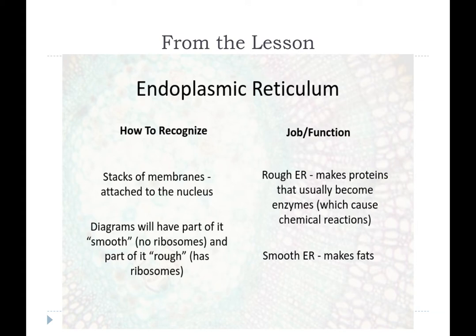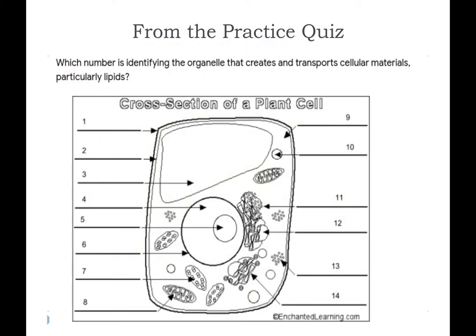If we look over on the right, in the job and function column, I told you that the rough ER makes proteins, so we can't pick the rough ER for this question, but the smooth ER makes fats, which aren't proteins. If you took the notes on this part of the lesson and wrote down on your notes sheet that the smooth ER makes fats, you would have that note available to you. So when you saw that question on the quiz, you'd be like, oh, the smooth ER makes fats. That's not a protein. And so you would be able to pick the smooth ER on the question.